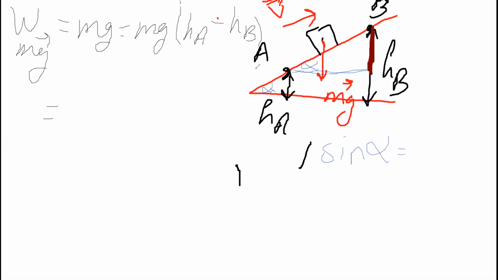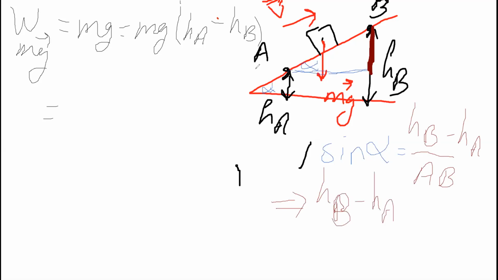Sine alpha equals HB minus HA over AB, which implies that HB minus HA equals AB sine alpha. So sine alpha is opposite, HB minus HA, over hypotenuse AB. So HB minus HA is AB sine alpha.